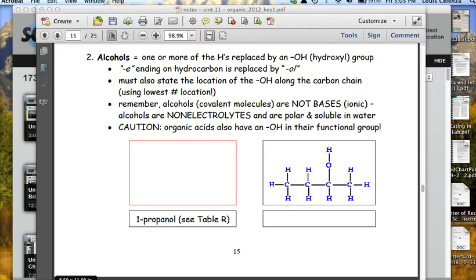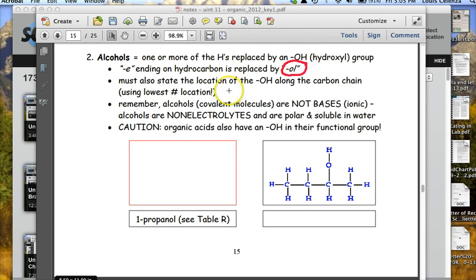If you remember back when we looked at Table R, what distinguishes an alcohol from any other compound is that it contains what's called a hydroxyl group as the functional group. It's an OH. So what we've done is we've removed one or more of the hydrogens from a hydrocarbon and have replaced it with one or more OHs. We now have an alcohol. Alcohols all end in the letters OL, the names.